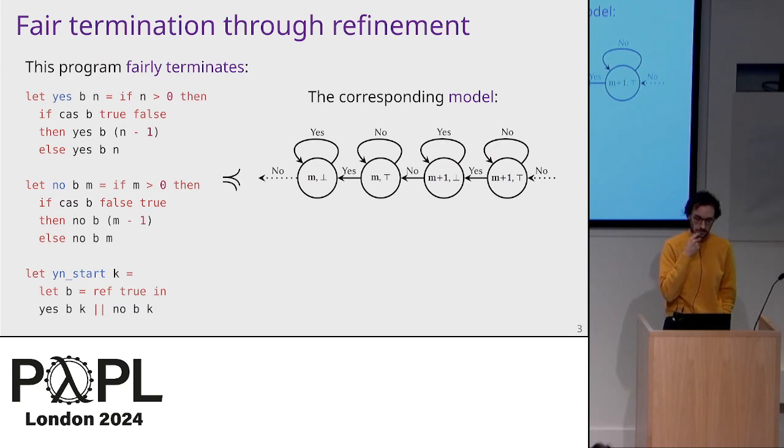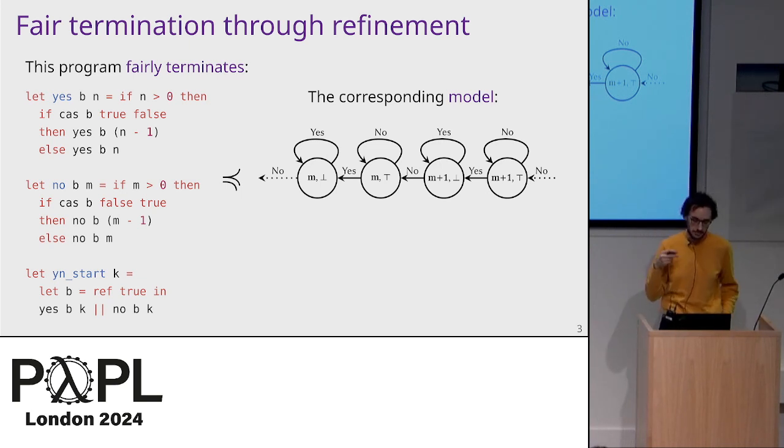So if you go back to our program, we can use the model on the right. Here the state is a pair. The first component is an integer, which corresponds to the value of the counter of the no thread. And the second component is a Boolean, which corresponds to the value of B in the program.